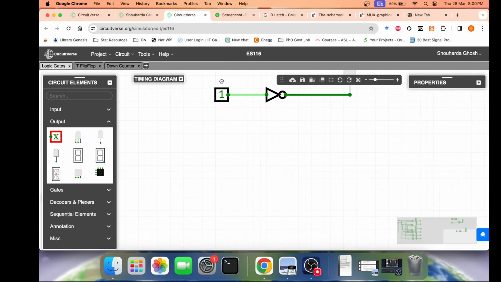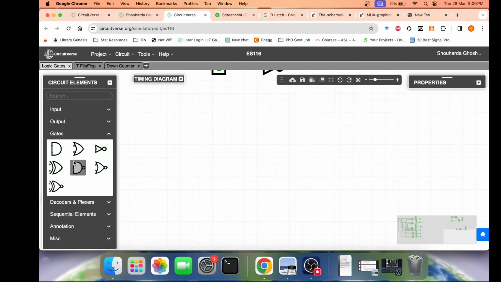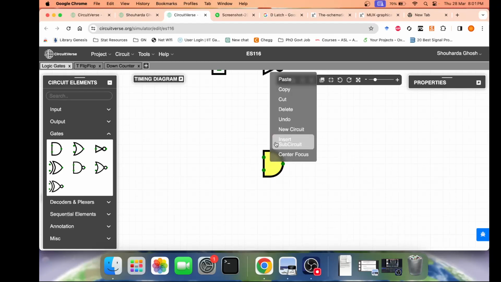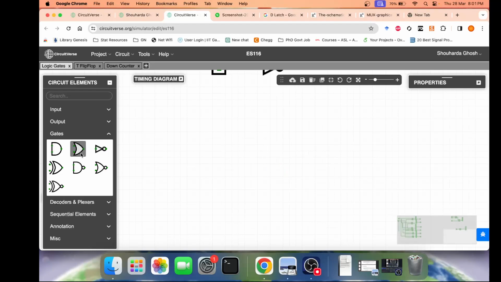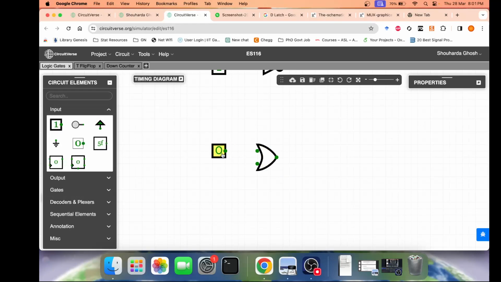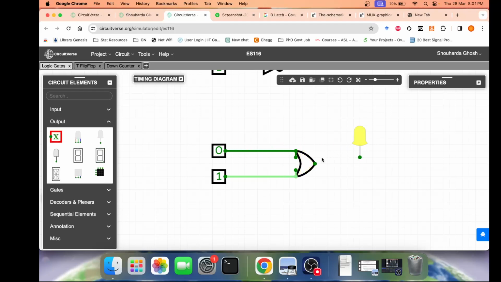Now let's look into the next gate, which is the AND gate. Okay, so I'm not doing the AND gate since it was covered in the previous video. Let's look into the OR gate. So I take the inputs over here and I connect them. And I look at the output through the LED.